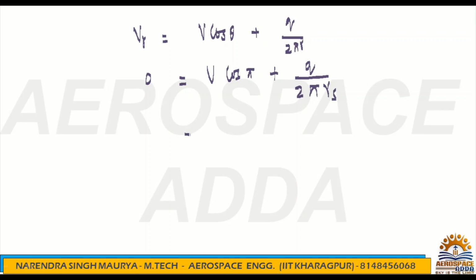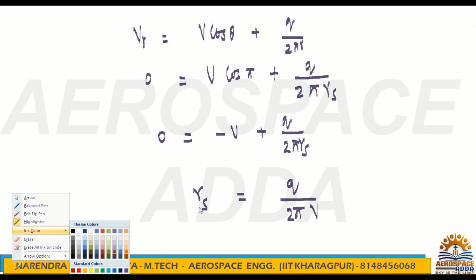Now check. V cos pi. Cos pi is nothing but cos 180. Cos 180 is nothing but a minus value, right? What is cos pi? It's minus 1. Plus Q upon 2 pi RS equals 0. Now if you calculate RS, V will go to this side, and RS will be Q, so obviously V will come in the denominator, so RS is nothing but Q upon 2 pi V. This is a very special value.